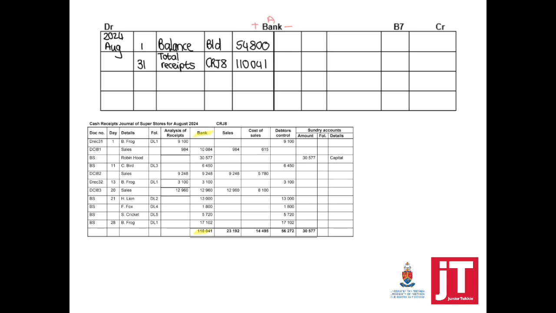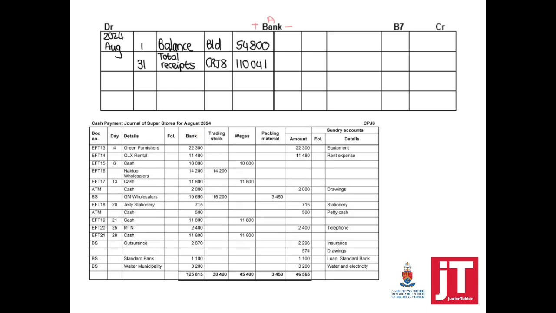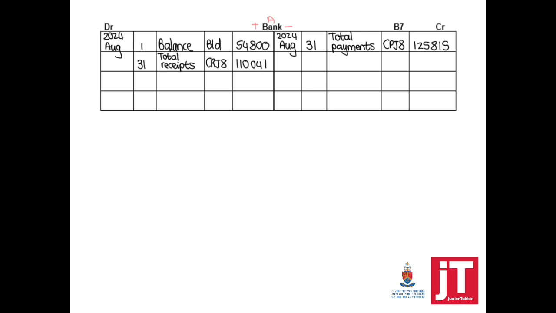The rest is credited except for cost of sales. From the cash payment journal, bank is going to be credited and the rest is debited. A reminder, you can either write total receipts, total payments, or sundry accounts, but you cannot mix them up. Once we've posted from the journals, at the end of the month, we need to balance this.